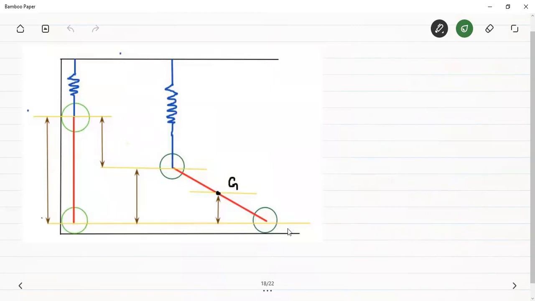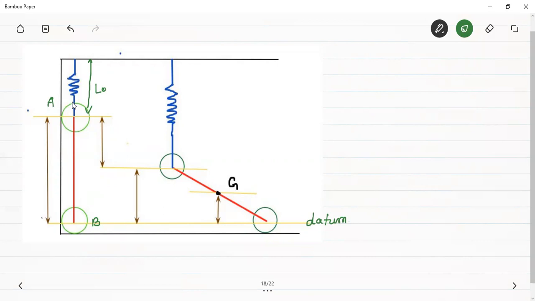This yellow color plane passing through these two rollers can be treated as the datum. This is the roller A and the roller B when the system is in the undeformed state, or when theta is equal to 0. When theta is equal to 0, the length of the spring will be the undeformed length of the spring, that is, L naught.